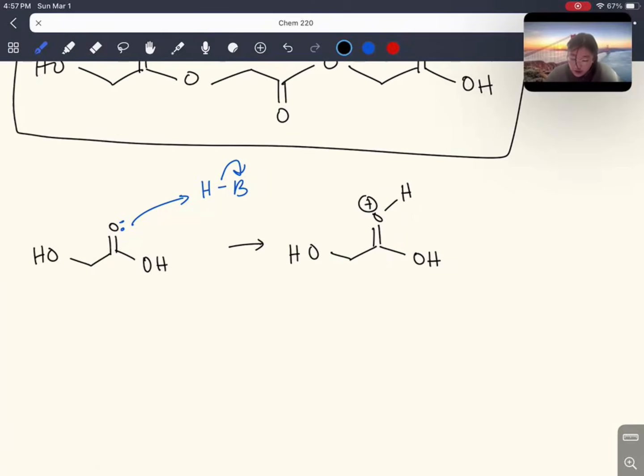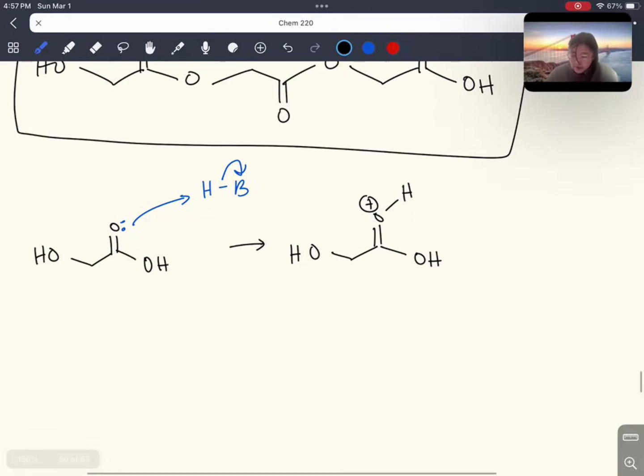So I'm going to draw in another molecule of glycolic acid, because remember, if you imagine we're going to have multiple of these molecules, in the first one we're just going to be using the carboxylic acid part, but in the second one, we're going to be using the alcohol part. And so this is just our second molecule of glycolic acid.